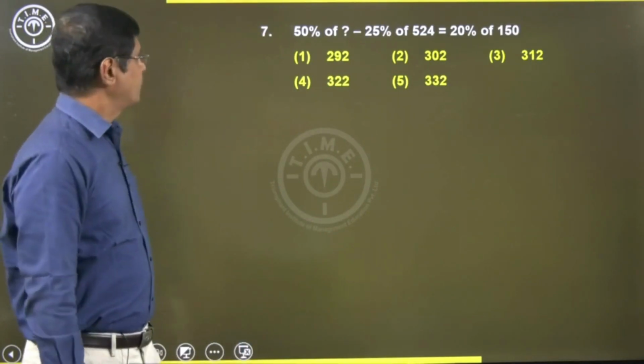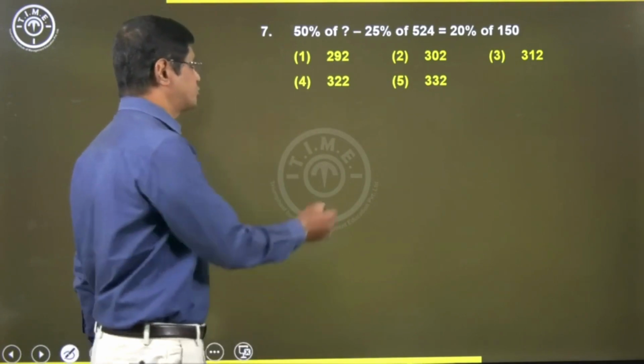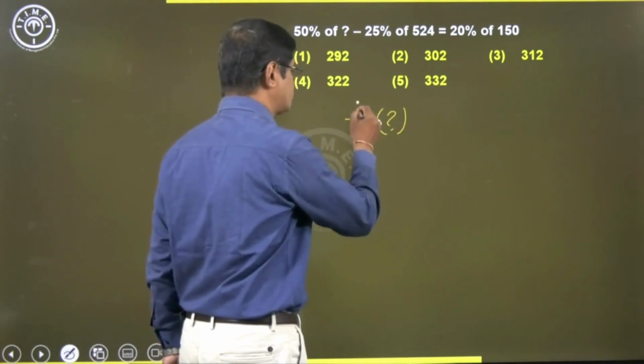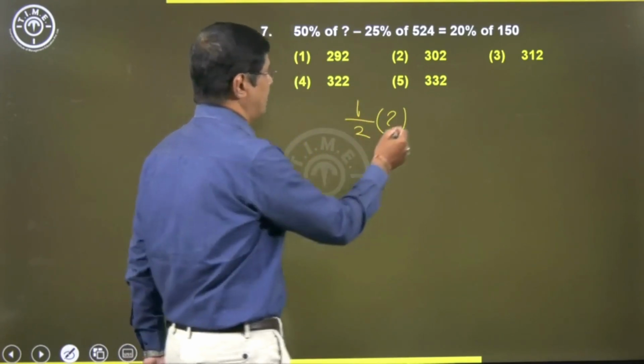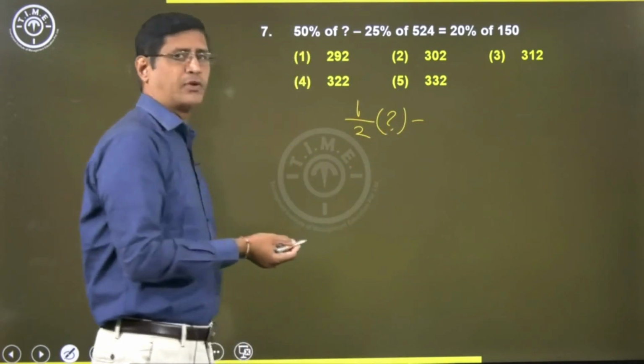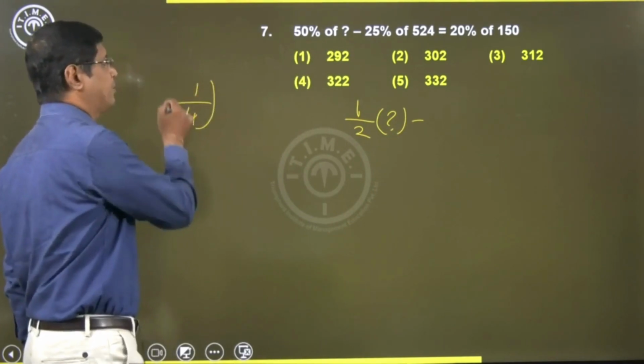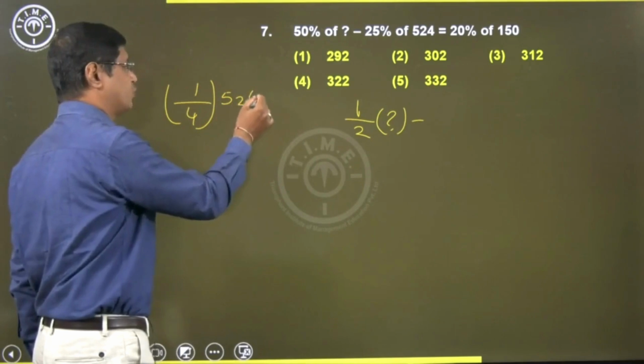Look at the next example. 50% of question mark. 50% means half. Half of the question mark minus 25% of 524. 25% means 1 by 4. 1 by 4 of 524.